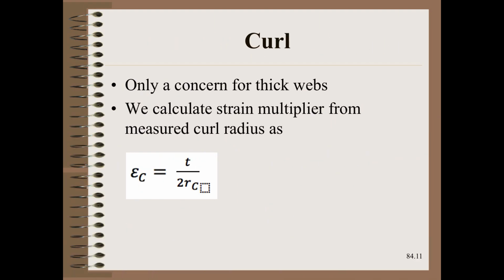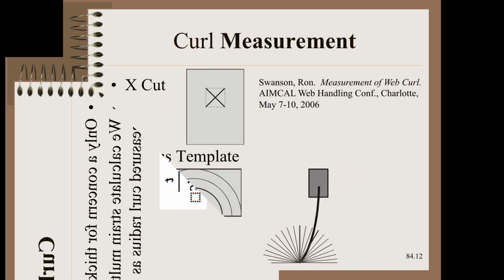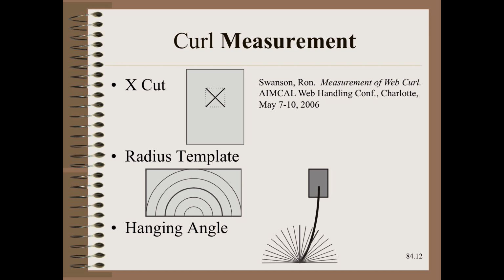The second of the thick web considerations is curl that might come from manufacturing or roll set. Again, the strain multiplier is easily calculated from measured curl. In 2006, Dr. Ron Swanson gave us a truly wonderful survey of the good, the bad, and the ugly of curl measurements.